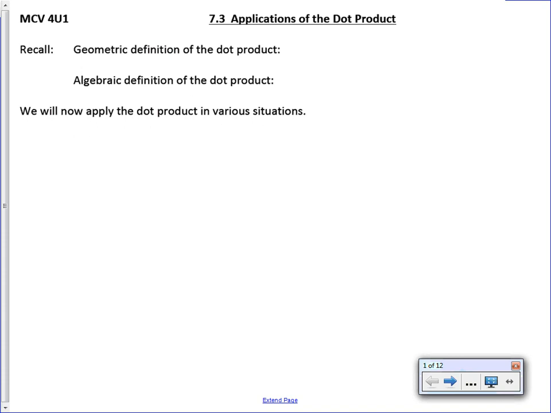I could have taught you the geometric definition in Unit 6, but we save it for this unit and do it all at once. So the geometric definition, if we have two vectors, let's call them A and B. So we have vector A dotted with vector B. The geometric definition is the one with the magnitudes and angle in it. You remember what it was from yesterday? Magnitude of the first vector times magnitude of the second vector, cosine, angle between.